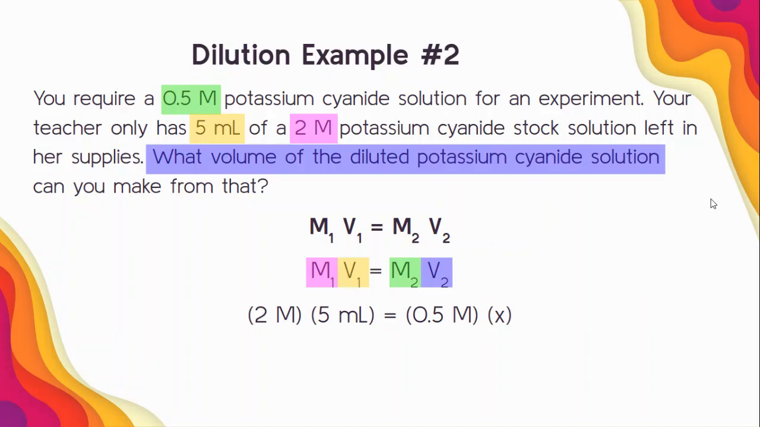If I plug those numbers into their respective variables, I'm plugging x in for V2. I can then solve for x by doing 2 times 5 milliliters divided by 0.5, and I would get x to come out to be 20, and the unit would be milliliters because that's the unit of my V1, and my volume units always have to be the same.